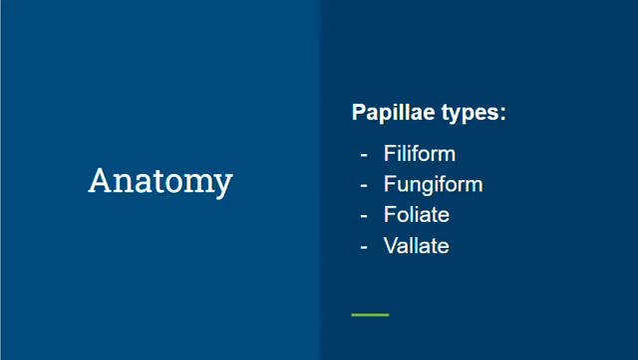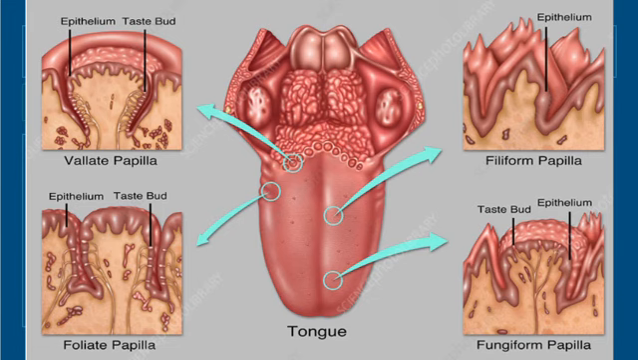Starting with some anatomy here, we have papilla types, and apologies if I mispronounce anything or everything. So we have our filiform, fungiform, foliate, and vallate. Here's a photo. Starting at the top left corner, we have the vallate papilla, and I actually remember this being in the back. To me, it kind of looks like valet. So you park your valet cars in the back.